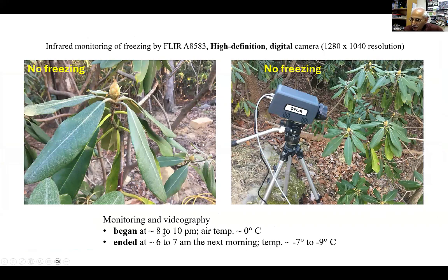And the monitoring of this freezing process began at about 8 to 10 p.m. at night, when the temperature was not quite below freezing at that time. And it ended in the morning when the temperature dropped down to as low as minus 9 degrees Celsius. In fact, one night there was a temperature right around minus 10 degrees Celsius.